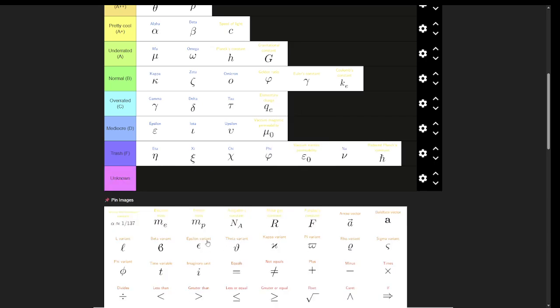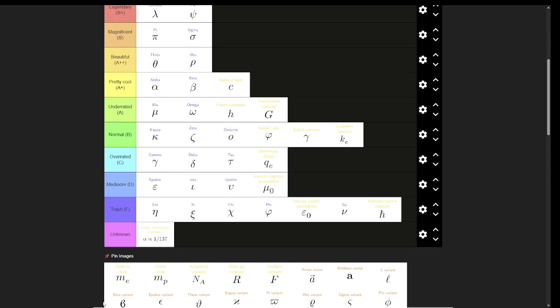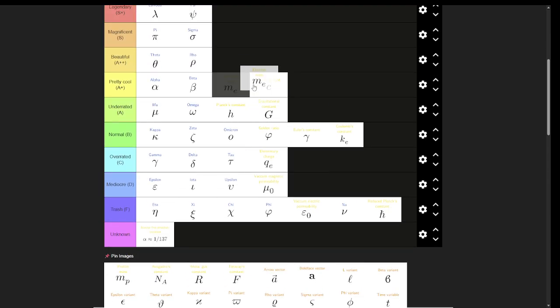Now, what is this? The inverse fine structure constant alpha is approximately 1 divided by 137. Unknown. Don't know what that is. Now, the mass of an electron, I am going to say it is pretty cool. Or just underrated. And the reason for that is because it's so small, it's basically irrelevant, and we don't even need to calculate it when calculating the molar mass for atoms, because it's just so insignificant, and that's what makes it so nice. Proton mass, I'm going to say normal.